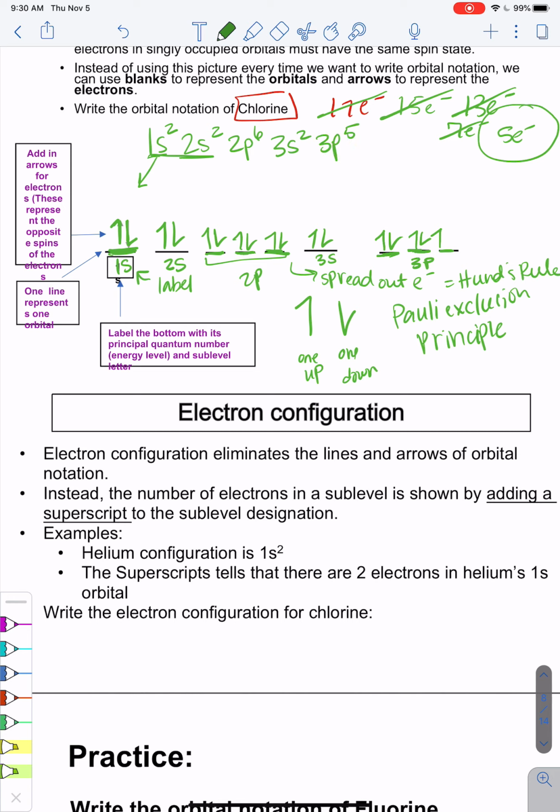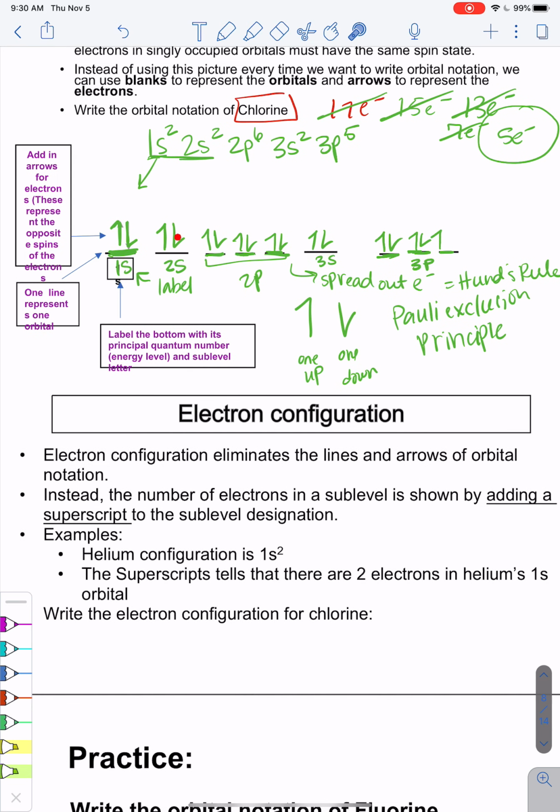Okay, so now all you have to do is just make sure that you add it up to 17 for chlorine. So 1, 2, 3, 4, 5, 6, 7, 8, 9, 10, 11, 12, 13, 14, 15, 16, 17. So this is your orbital notation for chlorine, okay?